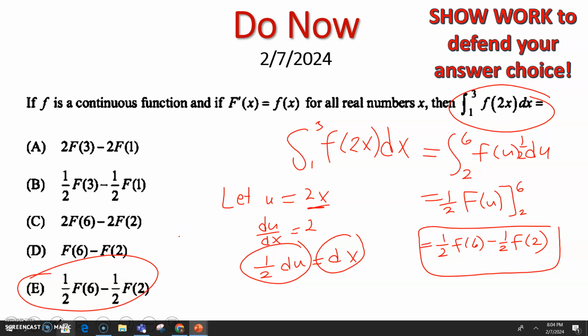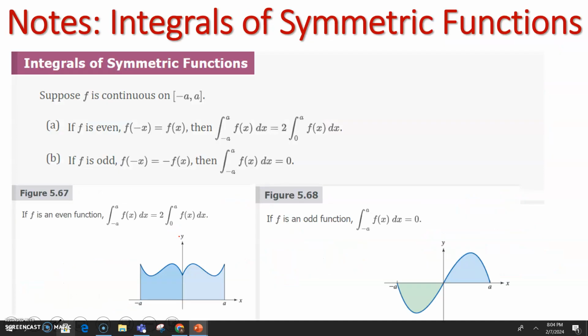All right, let's get started. So today our focus is on integrals of symmetric functions. And we're going to be looking at two types of symmetry, even and odd. Now, you've learned this in pre-calculus, and we've actually discussed this year as well.